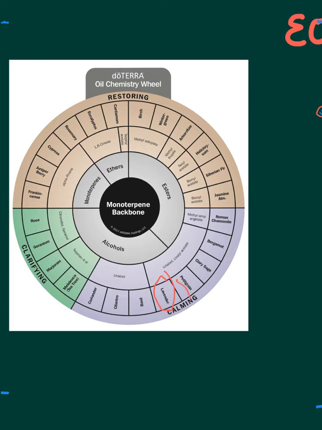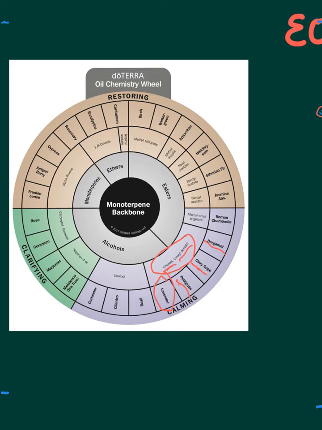Check out its nearest neighbors, petitgrain, clary sage, bergamot. If you don't like the smell of lavender but you're trying to get the same effect, you could try petitgrain, clary sage, or bergamot, because they have the same main chemical constituents, in this case linalool and linalyl acetate. So that's the purpose of this wheel.